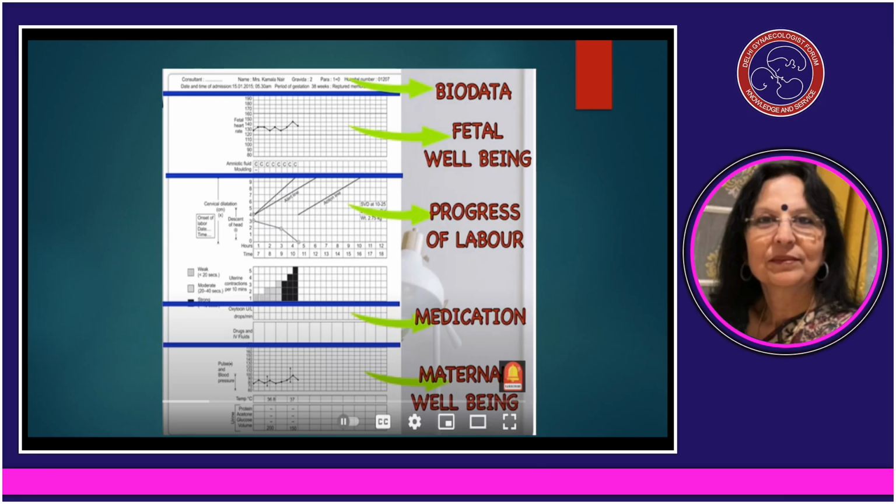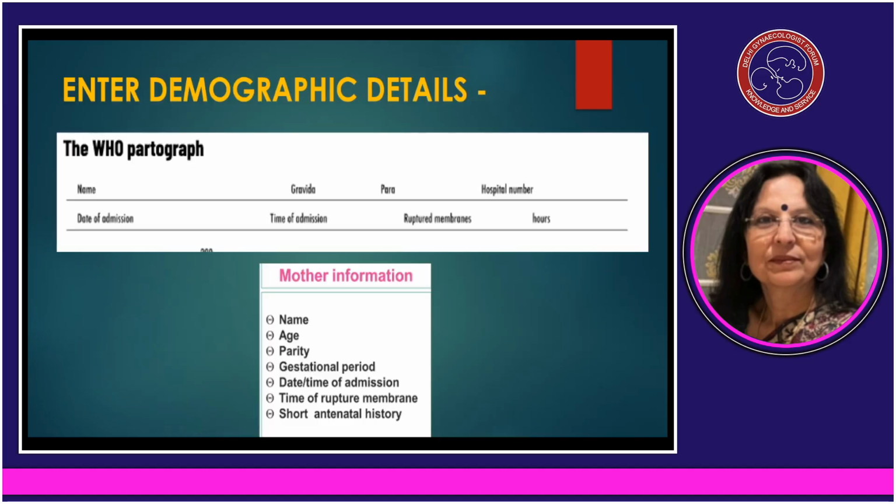And this consisted of the biodata, the fetal well-being, the progress of labor, medication, and the maternal well-being. Next. So the first thing which came up was to fill in the demographic details of the mother.